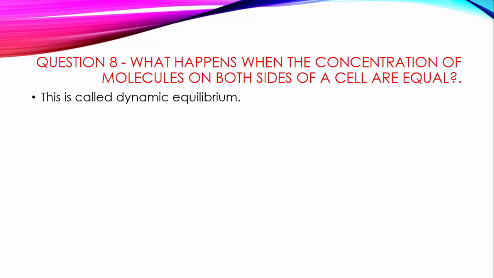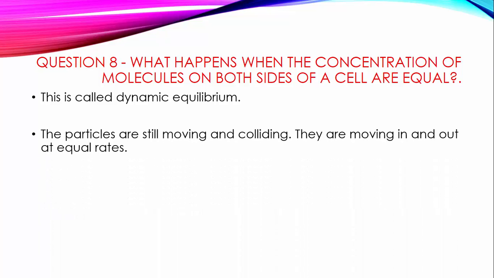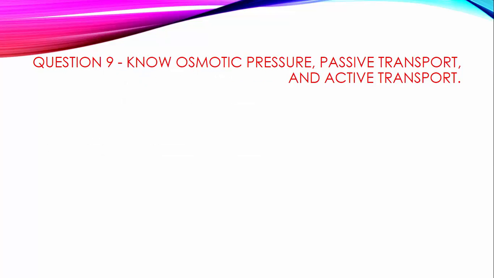Well, the particles don't stop moving. They are still moving and colliding. They're moving in and out at equal rates. They don't just stop. They're still bouncing into one another. So even though something appears still and it's not moving, it actually is moving. Those particles are bouncing all around still, even when dynamic equilibrium is reached. Dynamic equilibrium means the outside and inside are equal. It does not mean stop. It would say stop if those things would stop, but it doesn't. It says dynamic equilibrium.